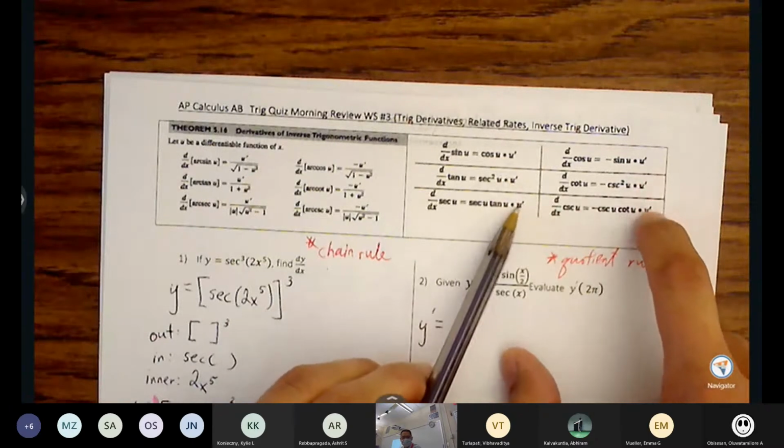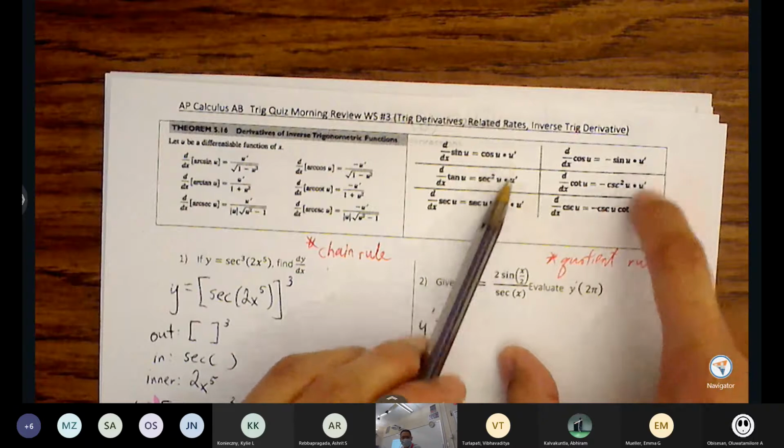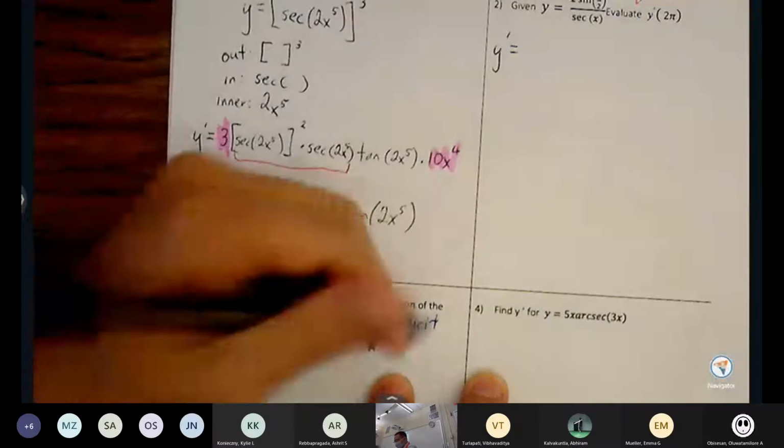So anything that is happening here other than a 1 is going to be chain rule. But yeah, not as extensive as 1, but still a little bit of that chain rule here.